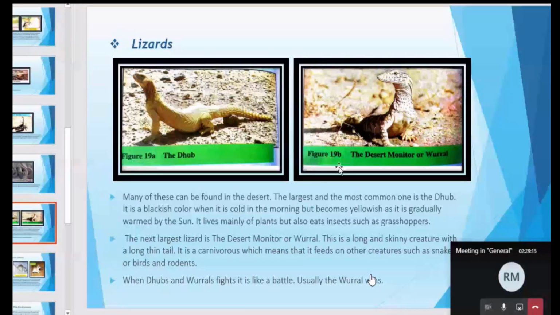And then the next largest one is the monitor, or the worrel. This is a long skinny creature with a long tail. It is carnivorous. Carnivorous means it feeds on other creatures such as snakes, birds and rodents. And when they are fighting, it's usually the worrel which wins.